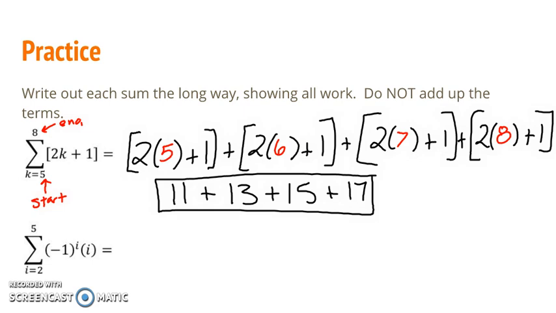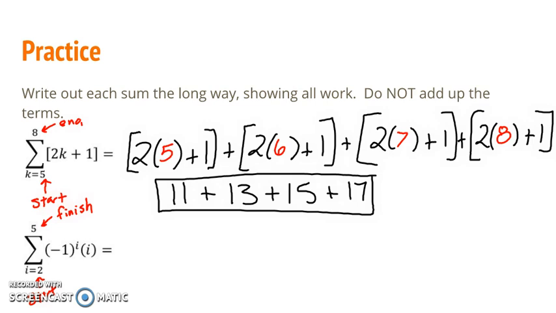The second summation, this one has a little bit of a trick to it that they're going to throw in there. I've got a negative 1 to the i power times i. Uh-oh, they changed our variable. Does that matter? No, because we're dealing with i's down here. I'm going to start at 2. I'm going to finish with 5.